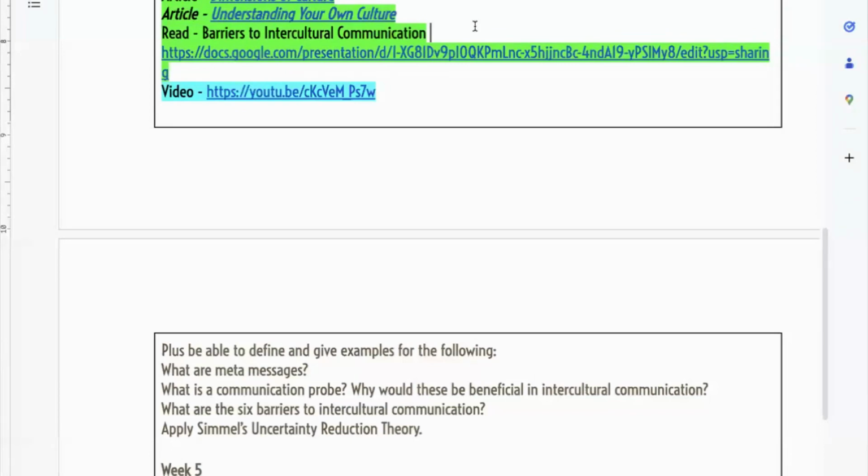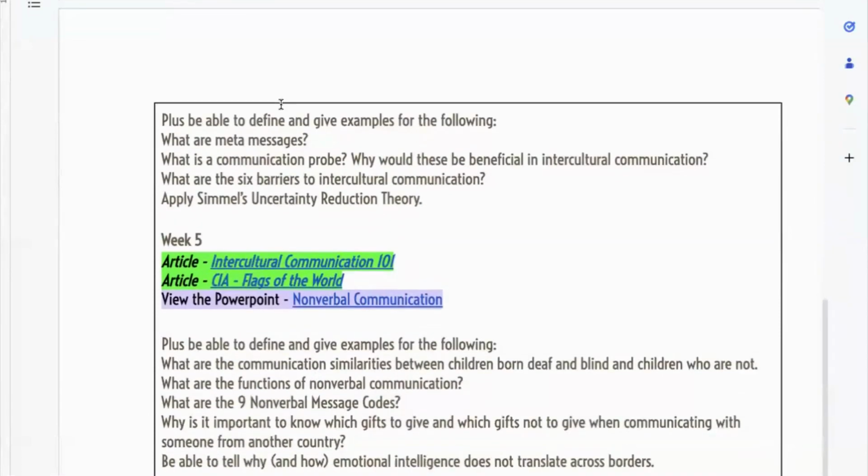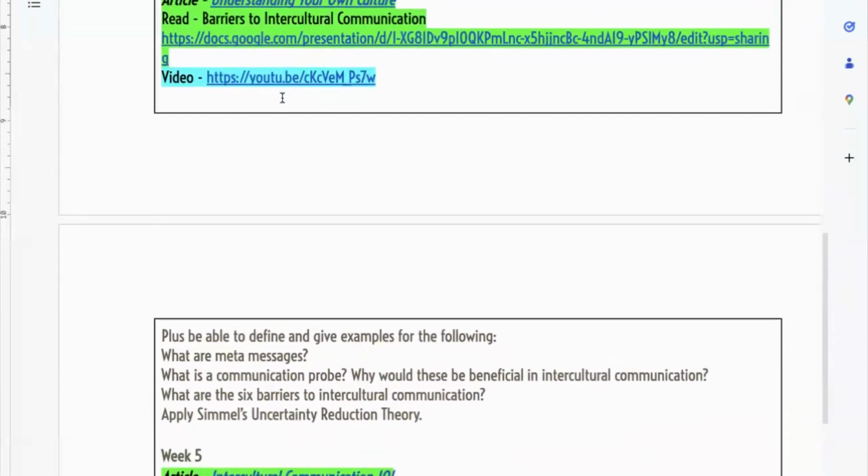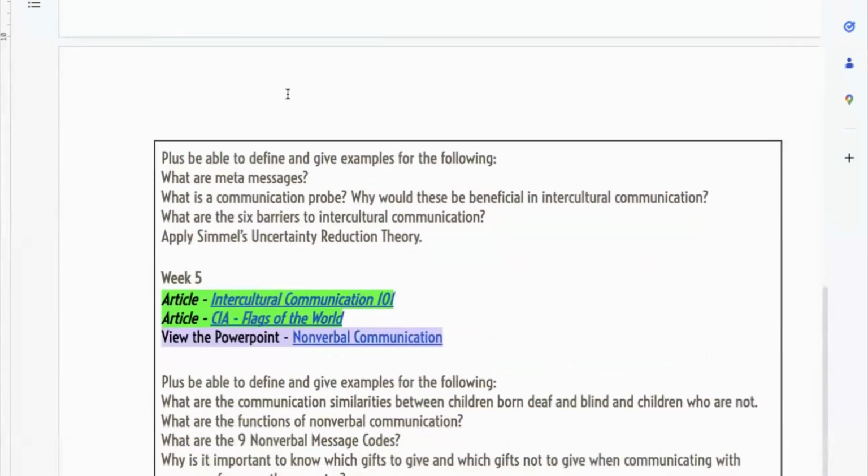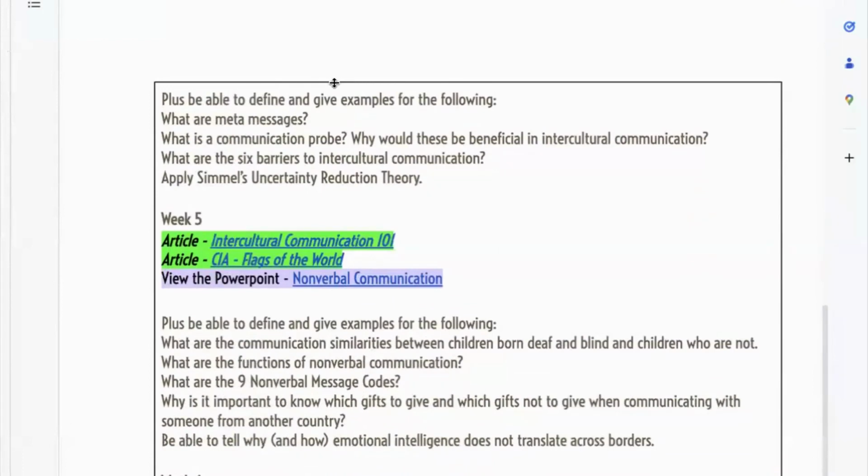Okay, so also the video for week 4 is attached there as well, and week 3 actually is attached there as well. And be able to let me know what meta messages are. Tell me what a communication probe is and why probes are essential and very beneficial in intercultural communication. And then be able to tell me the 6 barriers of intercultural communication, and apply Semmel's uncertainty reduction theory, or URT, to an example. And if you need help with any of these, please let me know.